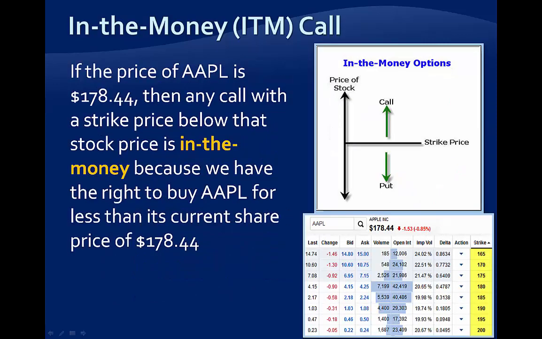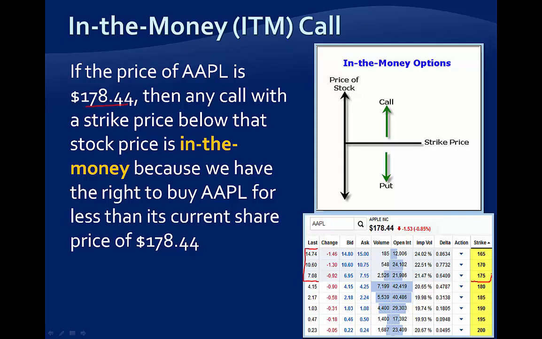Now, as we think about that, if the price of Apple is at 178.44, any call option with a strike price below its current price would be an in-the-money option, because you'd have the right to buy the stock for less than its current price. So what are your in-the-money options? You can barely see the shading here on this particular option chain. Usually they'll shade in the money options, and it's kind of hard to see on this one, but it's these three strike prices. They're just slightly shaded in.